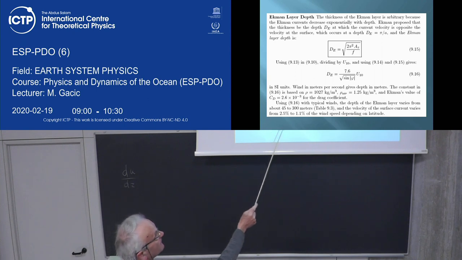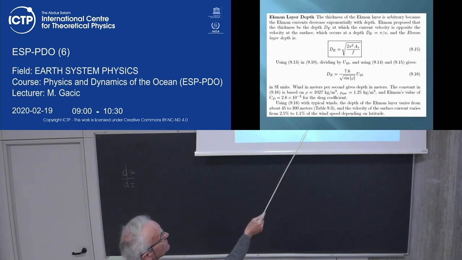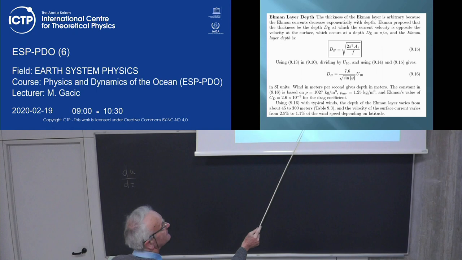So dE, the Ekman layer depth, is this expression here, which says that the Ekman layer depth is proportional to the eddy viscosity, inversely proportional to the Coriolis parameter. Obviously, the higher the eddy viscosity, the larger the width of the Ekman layer. This is kind of an obvious thing. And using the other part, we obtain the Ekman layer depth, which is this thing here. And introducing the U10, which is the wind velocity at 10 meters, we obtain these things, where we see that the Ekman layer depth is inversely proportional to the latitude.